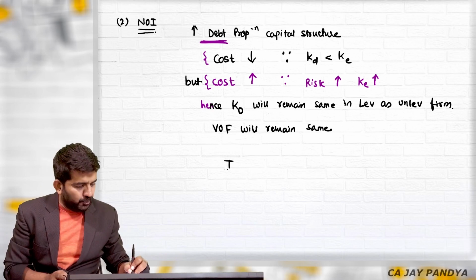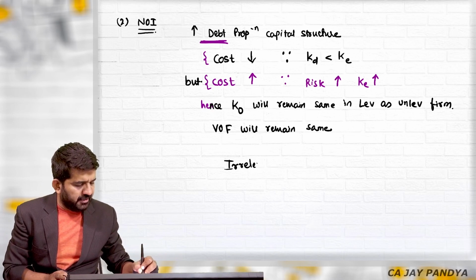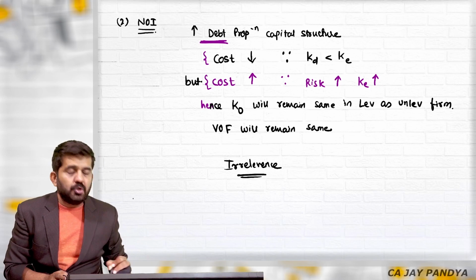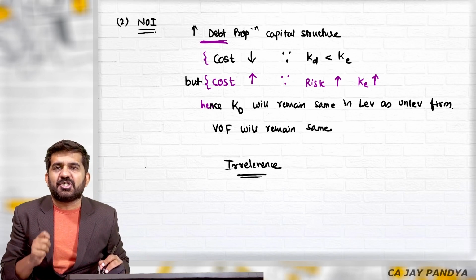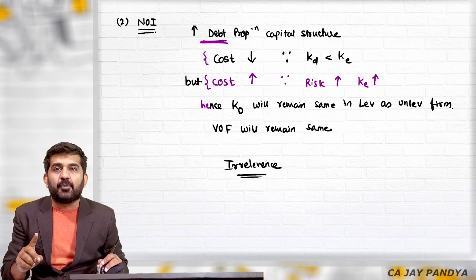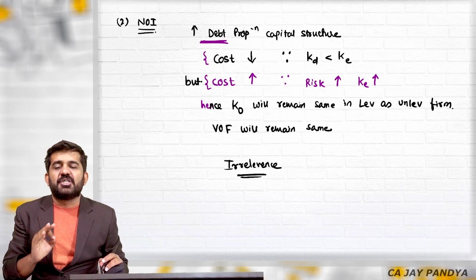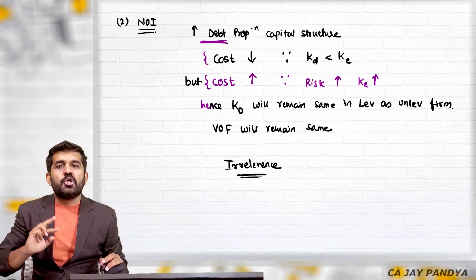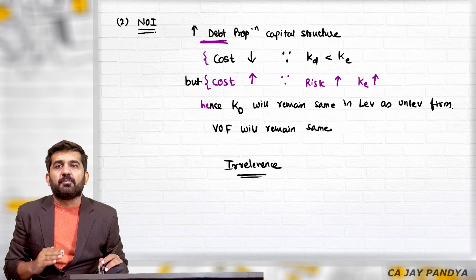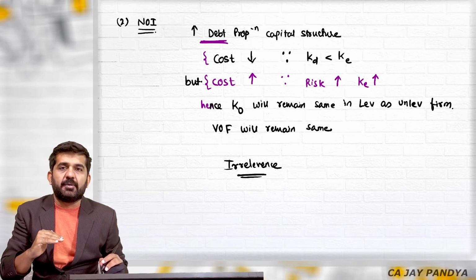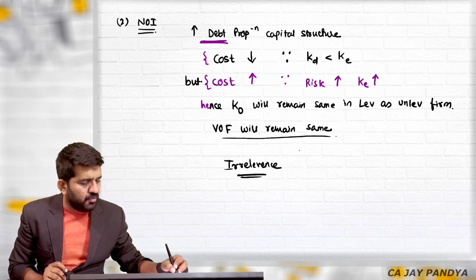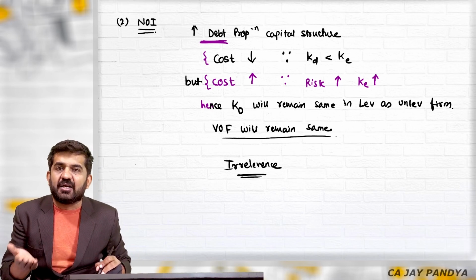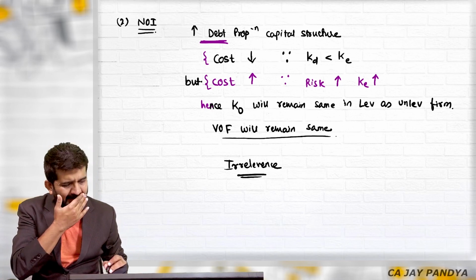Irrelevance approach. Which type of approach? Irrelevance approach. What does it say? Capital structure decisions are not important for business decision making. You should not concentrate on how much is to be borrowed from debt and how much from equity, because the value of the firm, whether you are levered or unlevered, is going to remain the same. This was the net operating income approach.